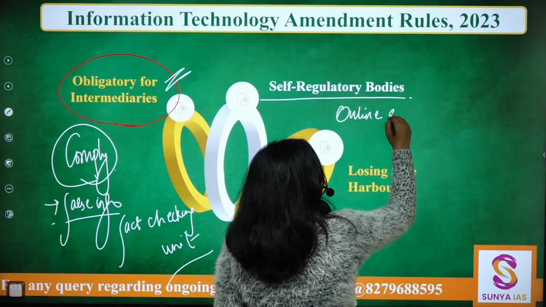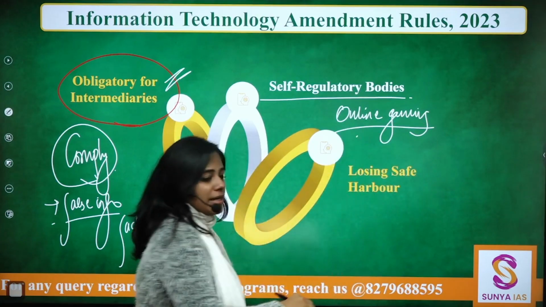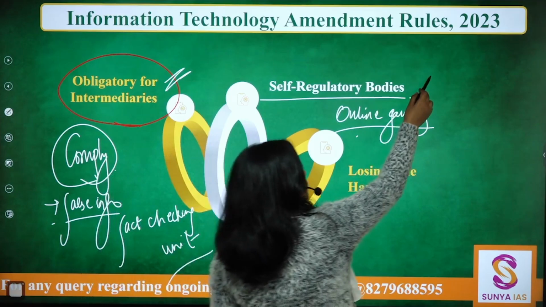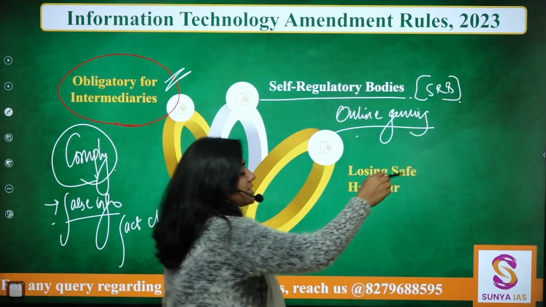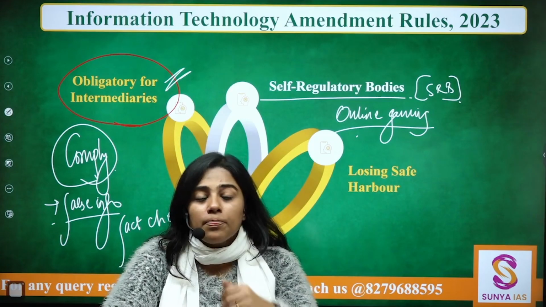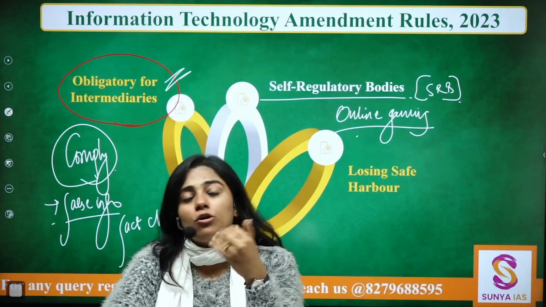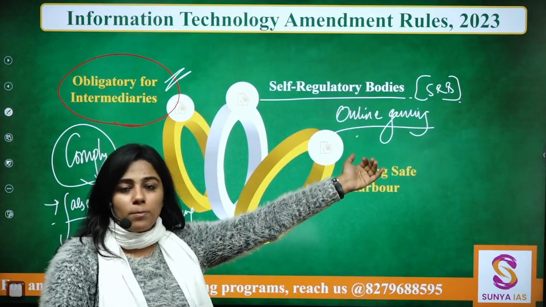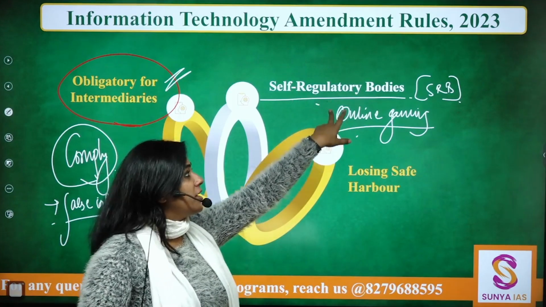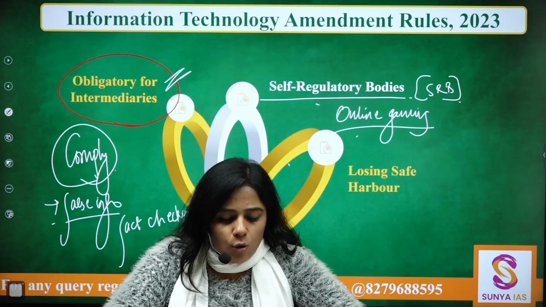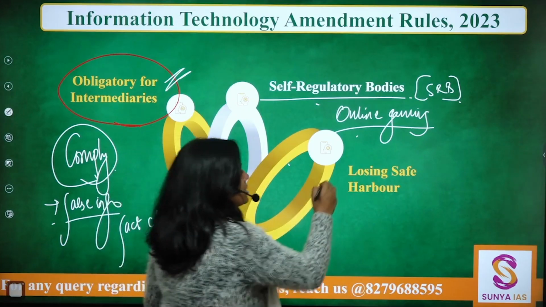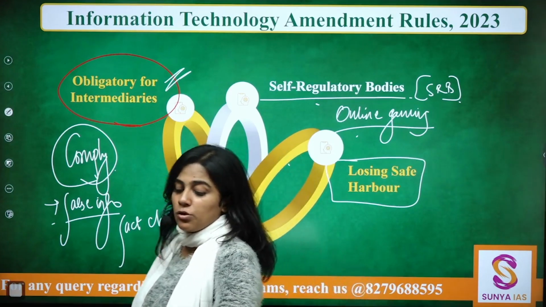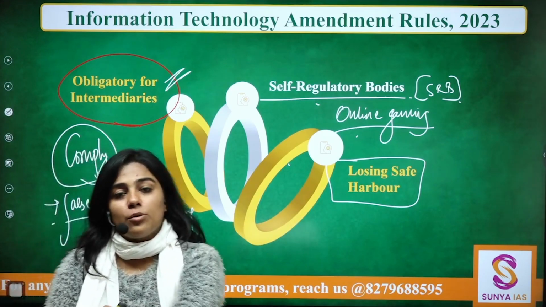Then the second thing is that the platforms which are giving online gaming as services will have to register themselves within a self-regulatory body. First of all, online gaming itself is not something that is being encouraged, especially the games of luck. But if you are promoting online gaming on your platform, you have to engage with a self-regulatory body, right? And the third and most problematic thing is, if you circulate any information which is deemed to be false by the fact checking unit, then you will lose the safe harbor that you have been provided.